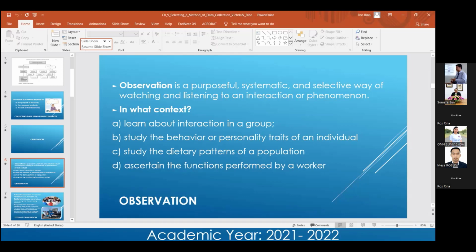We have 4 points. The first one is to learn about interaction in a group; we need to know the group interaction. The second one is to study the behavior or personality trait of an individual. The third one is to study the dietary pattern of a population. The fourth one is to ascertain the function performed by a worker.